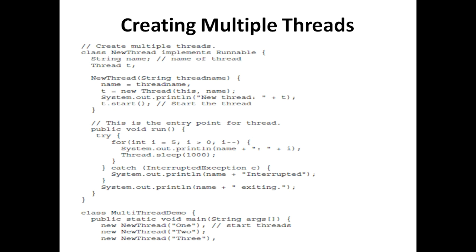Now class MultiThreadDemo, in which we have included a main method. Here we have created three threads, and the names of the threads are One, Two, Three. So when the first thread is created, it is going to call the single parameterized constructor, and the thread name will be One, so it will be assigned to name, and the same information you will be able to see over here. For the second thread, the name is Two, and for the third it is Three.